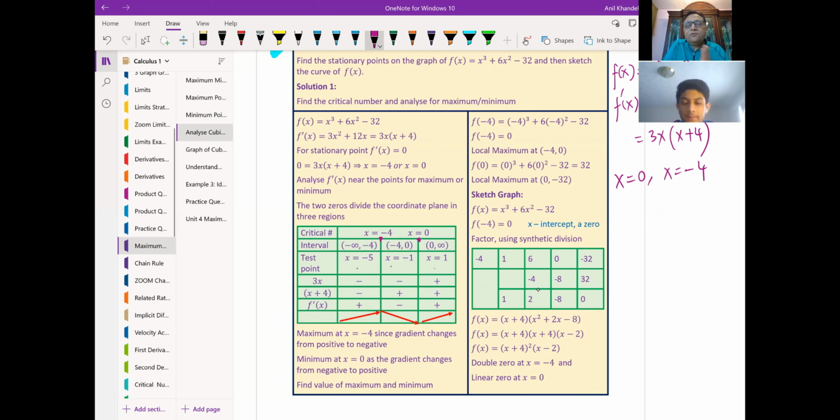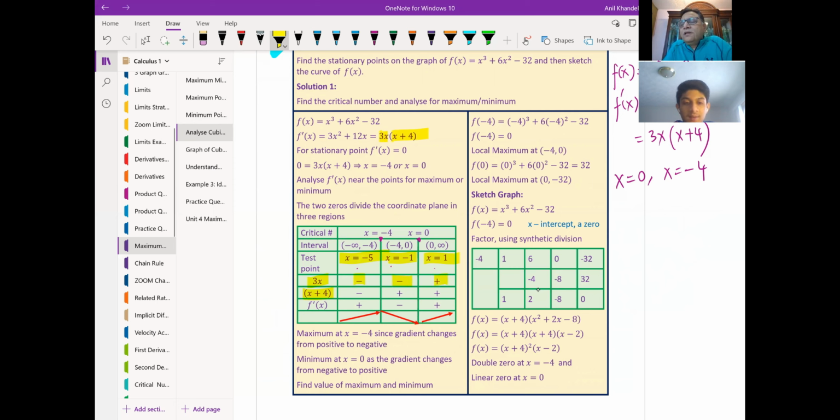On the left side of minus 4, I have taken my test point as minus 5. Between minus 4 and 0, I've taken minus 1, and beyond 0, 1. Now, my derivative was 3x times x plus 4, written in factored form. So 3x and x plus 4 are the two factors. If I substitute minus 5 in 3x, I get a negative value. Minus 1 gives me negative, plus 1 will give me a positive value.